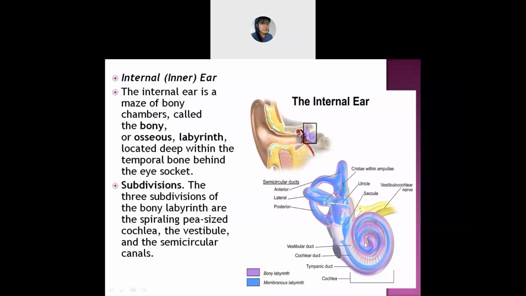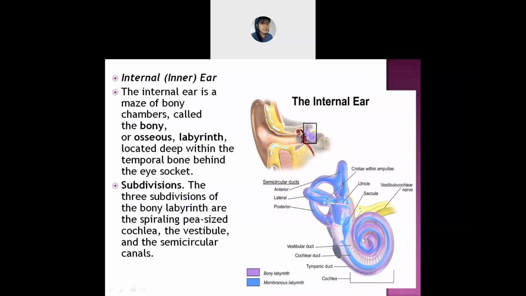And where do they lie? Where is their exact location? The exact location is behind the temporal bone, or behind the eye socket, means just at the back side of the temporal bone, a bit more inner, you can say that. So you will find the internal ear, or else the inner ear. And the inner ear has some subdivisions, which are known as the bony labyrinth.